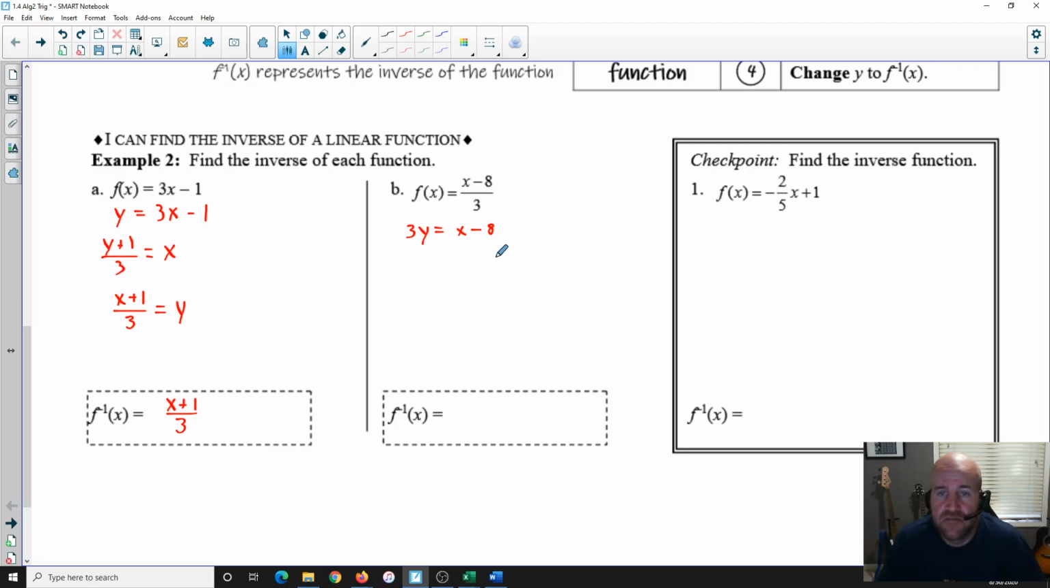And then we just add the 8. So now we have 3y plus 8 equals x. And then we're taking just the x and just the y and flipping them. So now we're going to have 3x plus 8 equals y. And that would be our inverse function. We're going to write that down here, 3x plus 8.